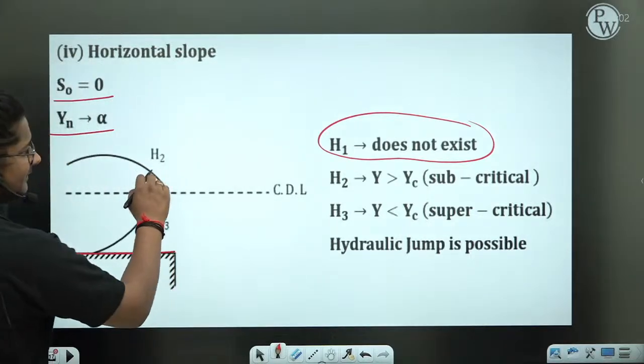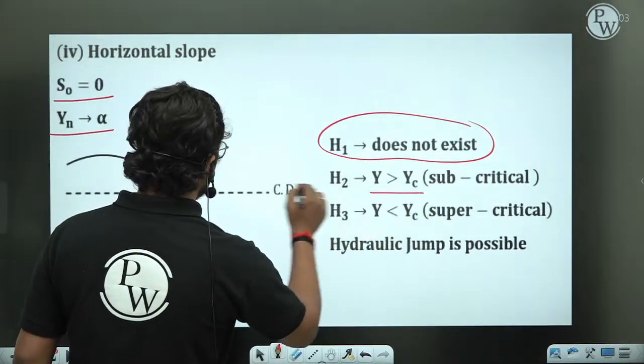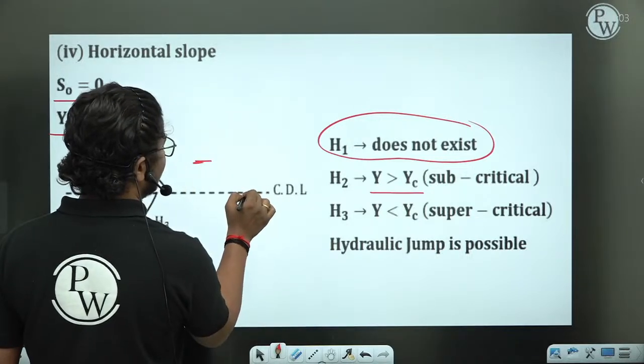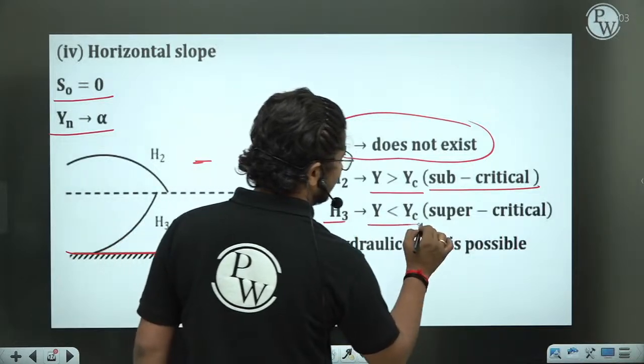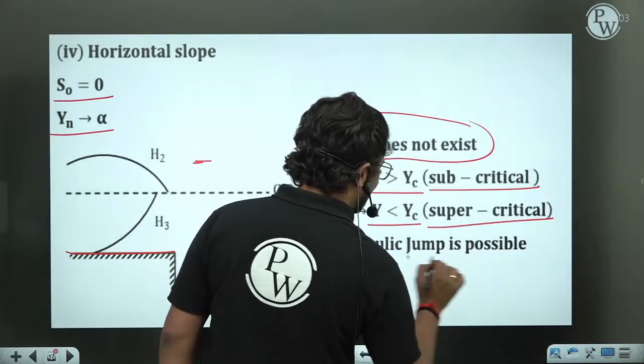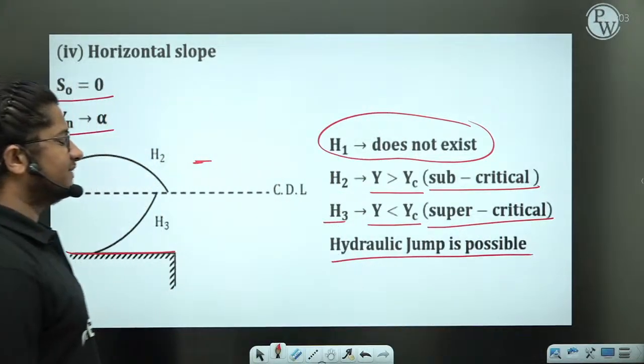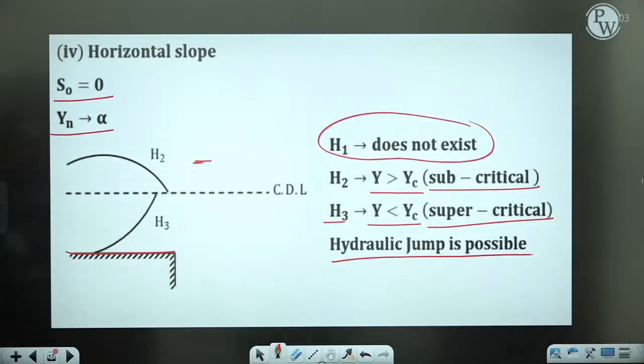H2 is existing. So here y is greater than yc. If you are somewhere here, then your depth is more than the critical depth, na? So it is subcritical. For H3, y is less than yc. It's supercritical, so hydraulic jump is possible. Is it clear?